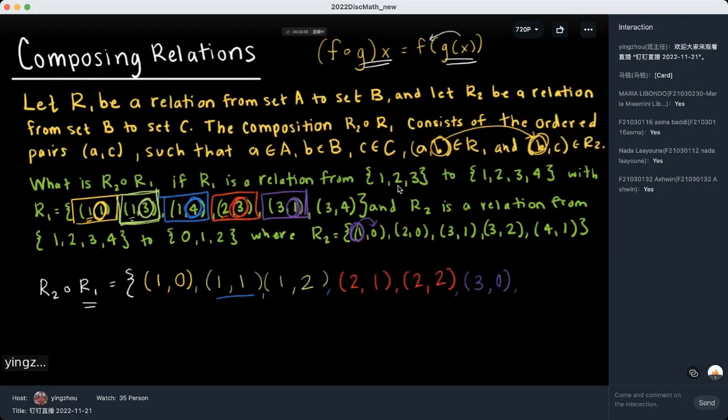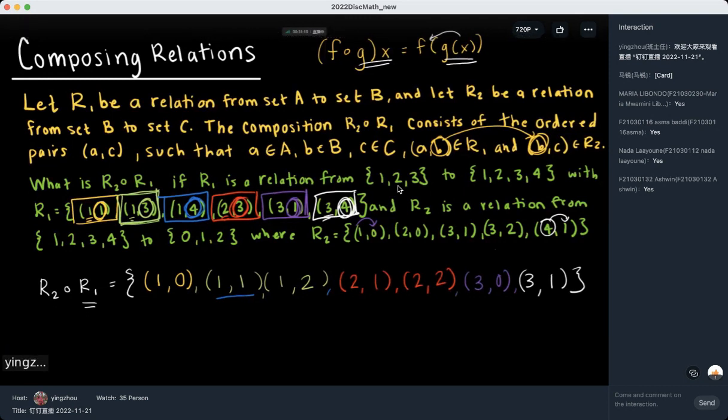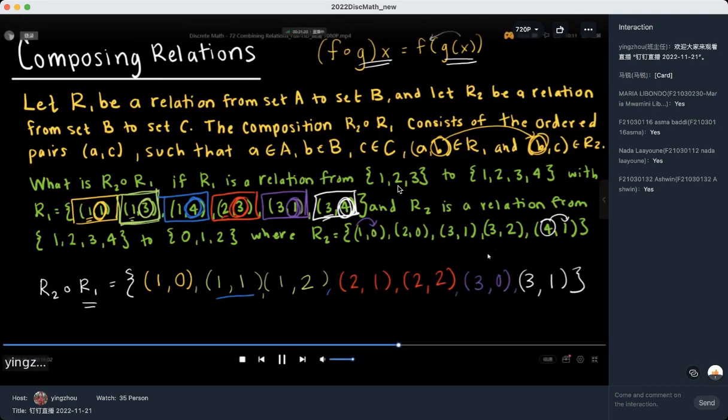And then running out of colors, let's go back to white. I've got 3, which maps to 4. And again, now I'm going to look for 4. And 4 maps to 1. So that is my composition of R2 composed with R1.